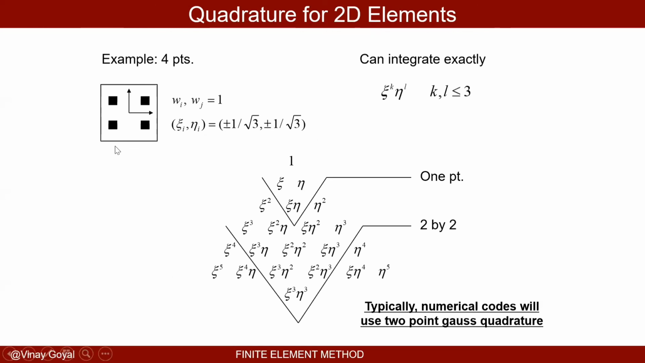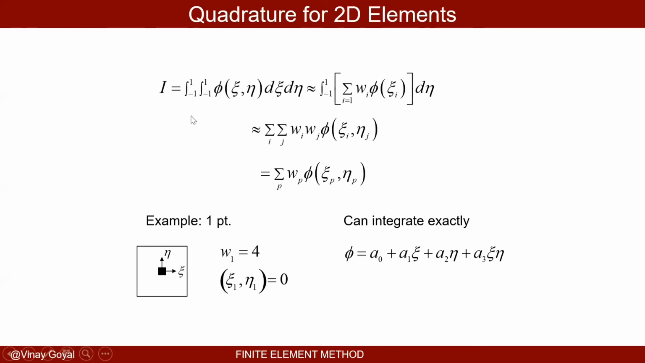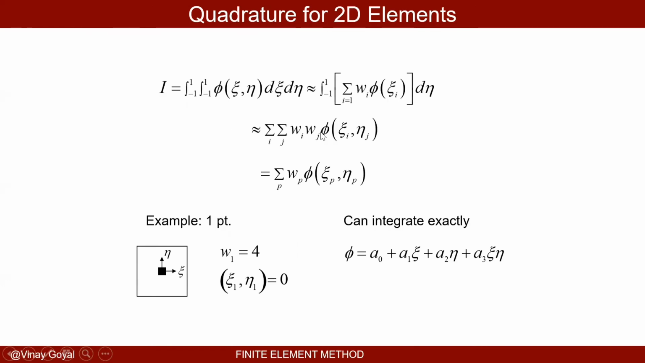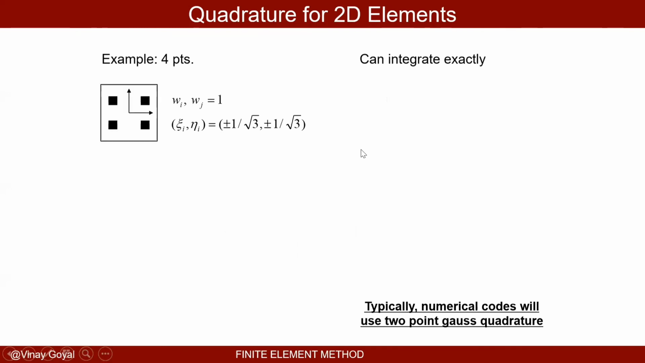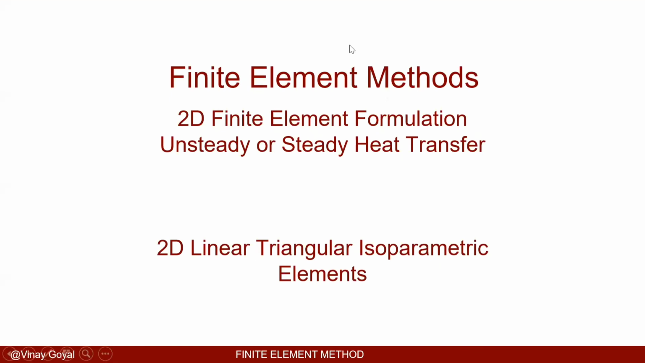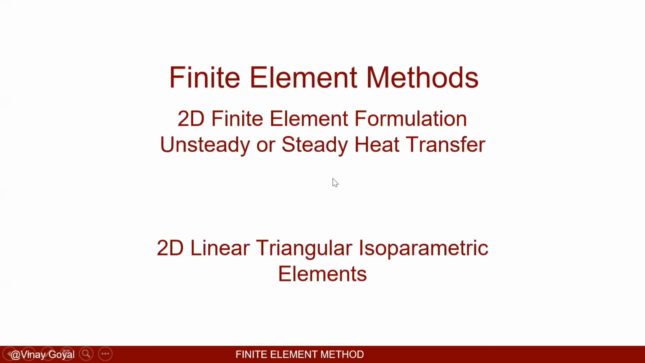Many numerical codes use a 2-point Gauss quadrature. So I'm going to plug in Wi, Wj values of 1, and then plug in the 4 combinations of c and eta in here to calculate that integral numerically. So that covers the quadrilateral element formulation. I'll move now to the linear triangular element formulation that's coming up in the next lecture.